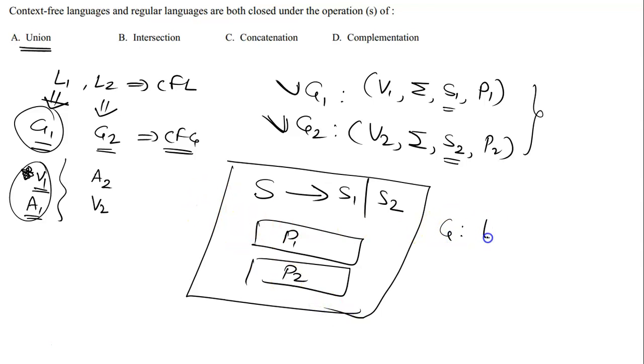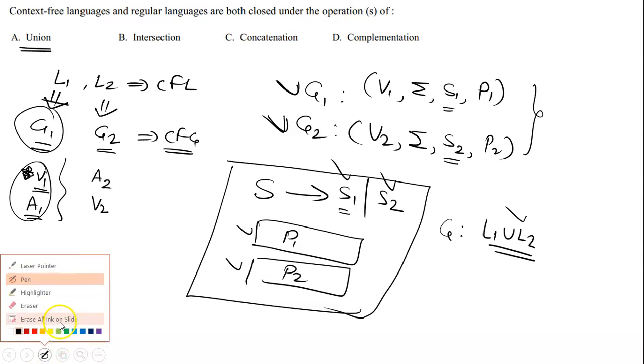So now this complete grammar will be a grammar for L1 union L2, because you can see this S can either go to S1 or go to S2. From S1 we can construct all the strings of L1, and from S2 we can construct all the strings of L2. So this is the context-free grammar for L1 union L2. Hence we can say that context-free languages are closed under union operation.